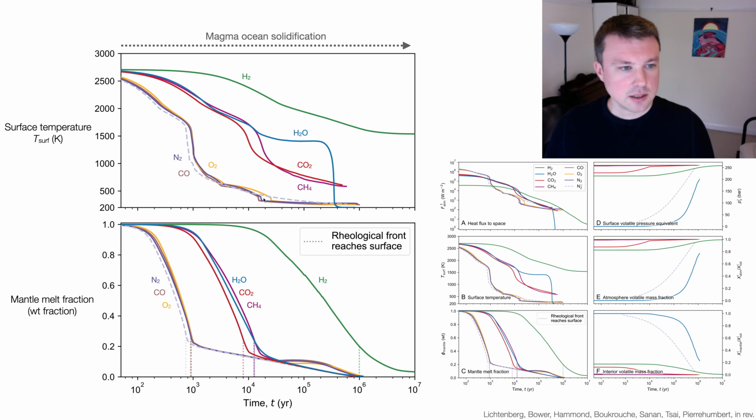Let us zoom in a bit into B and C, which are the most central here. This is surface temperature and this is mantle melt fraction, and it's plotted in time, in log units of time in years.